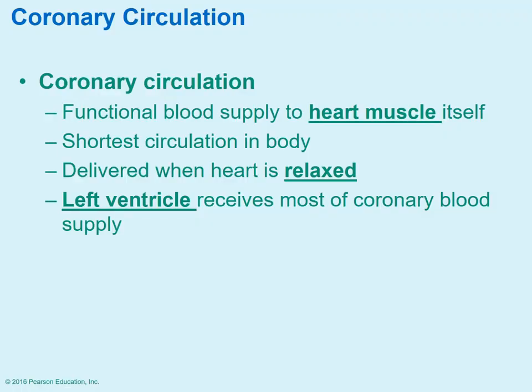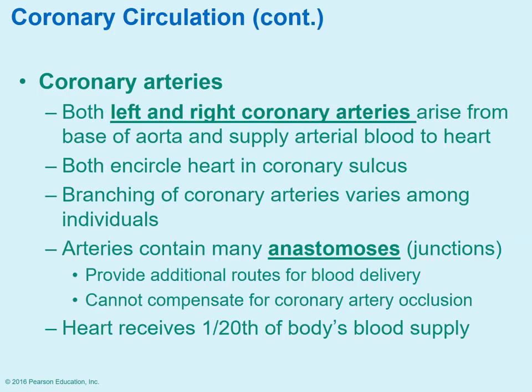Coronary circulation, this is what is supplying the heart muscle itself with the blood that's needed. Obviously, it's a very short circulation pattern because it's just right there to the heart. It's delivered when that heart is relaxed, and the left ventricle is receiving most of that blood supply from the muscle. The left and right coronary arteries arise from the base of the aorta, and they're going to supply the blood to the heart. They encircle the heart, embedded in that coronary sulcus.